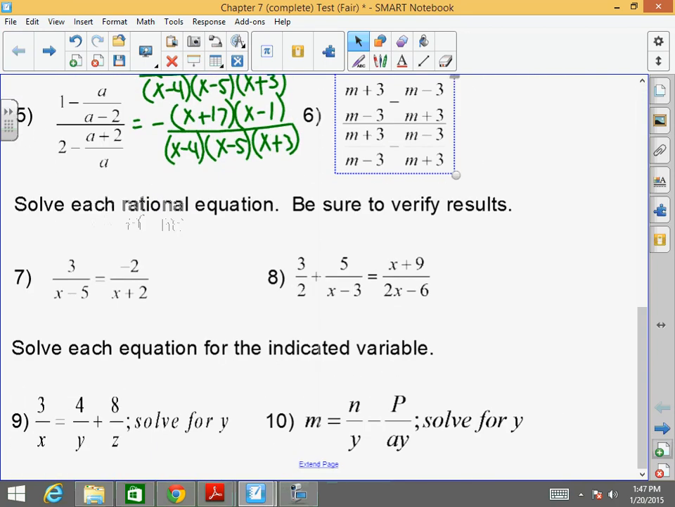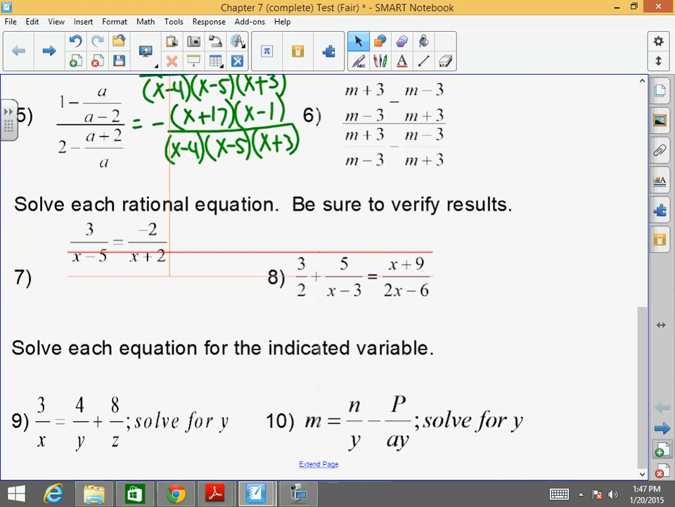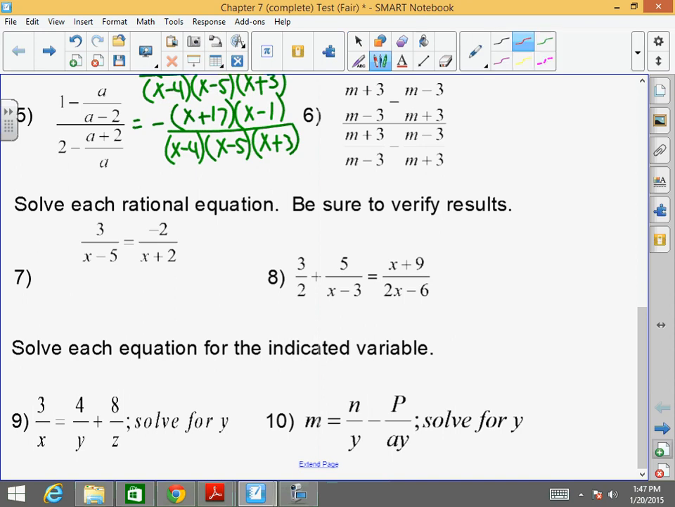Number 7. Now we're getting into an equation. There's an equal sign. Now we got to solve for x. So here we can cross multiply or just multiply by the LCD. Whatever floats your boat. Whatever's easier for you. It doesn't really matter to me. If I multiply everything by the LCD, it's the same thing as cross multiplying. I'll prove it.